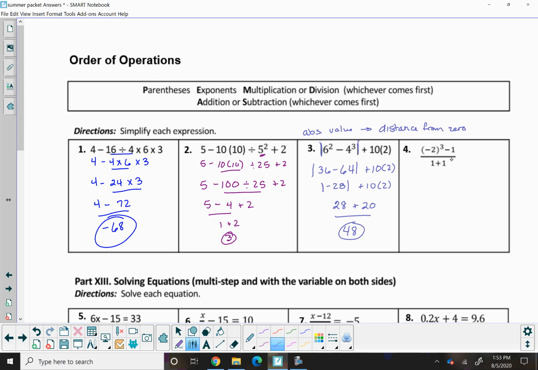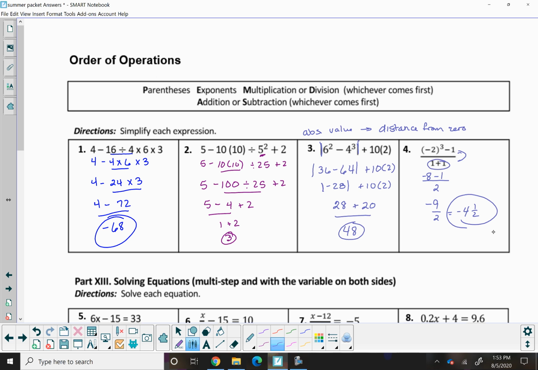Negative 2 to the third power. I'm going to get negative 2 to the third power is going to be negative 8 minus 1. And then I'm going to go ahead and put these together because I treat these like parentheses. So it's going to be 2. So I have negative 9 over 2, which is going to be negative 4 and 1/2.